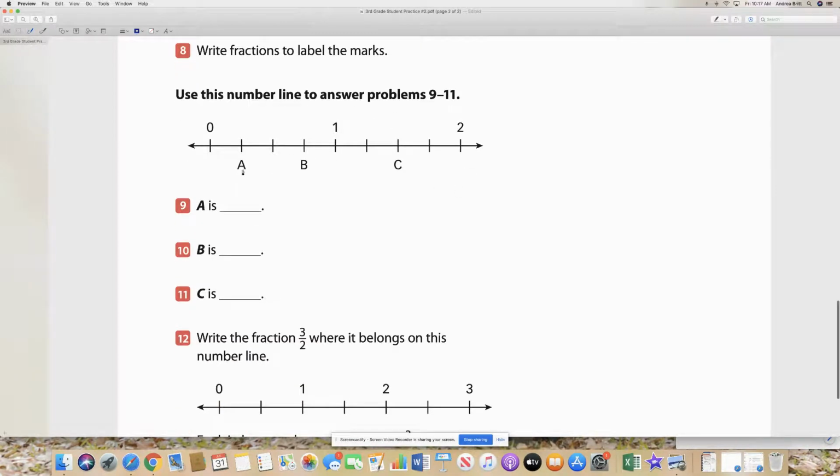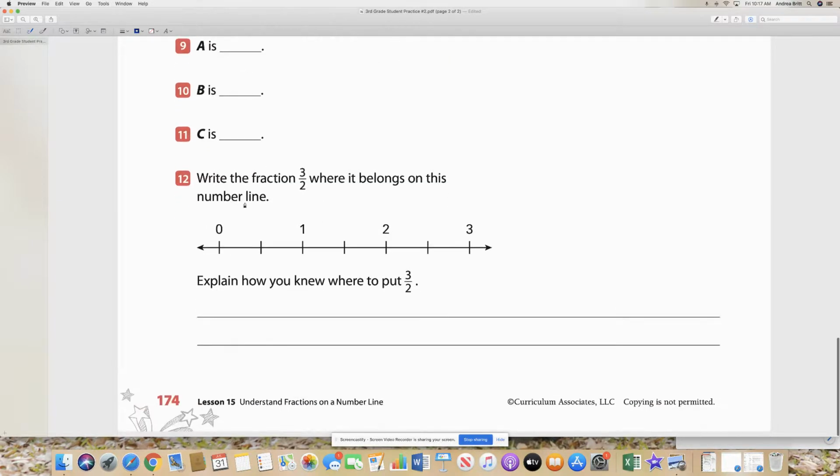You're going to tell me where these points are at, but you're also paying attention to that there's a 0, a 1, and a 2, okay? So you don't count all of these. You count how many spaces there are in between 0 and 1, and that gives you your denominator.